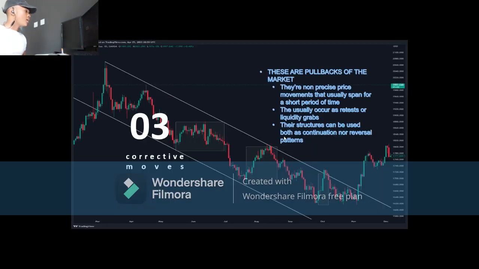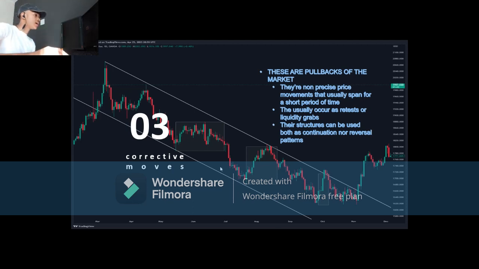As you can see over here, we are on corrective moves. Impulse move, correction. A corrective move is when the market is breathing. So let's see what I wrote here. These are pullbacks of the market. They are non-precise price movements that usually span a short period of time. Very important: their structures can be used as both continuation and reversal patterns.